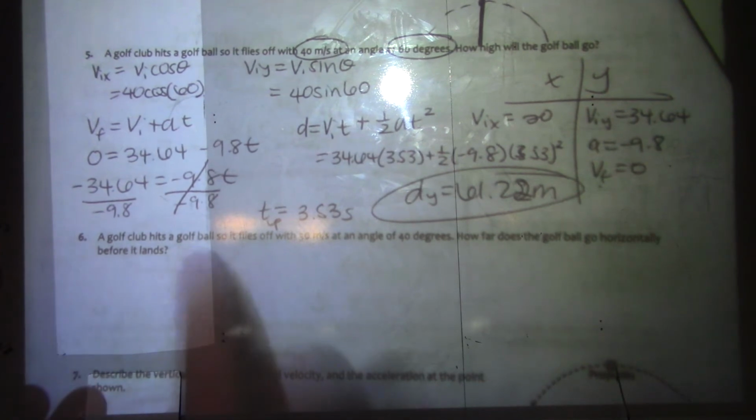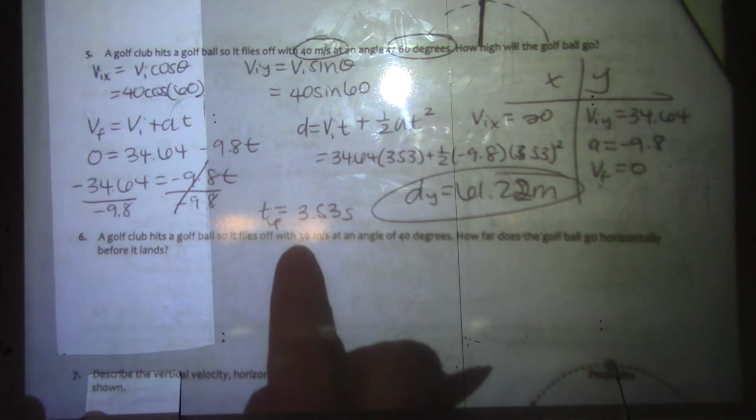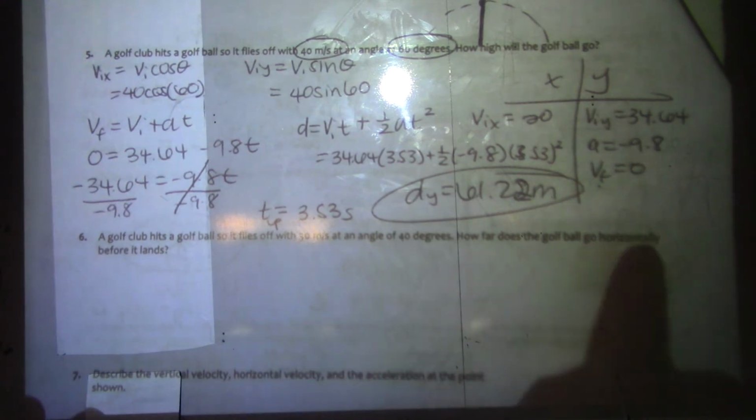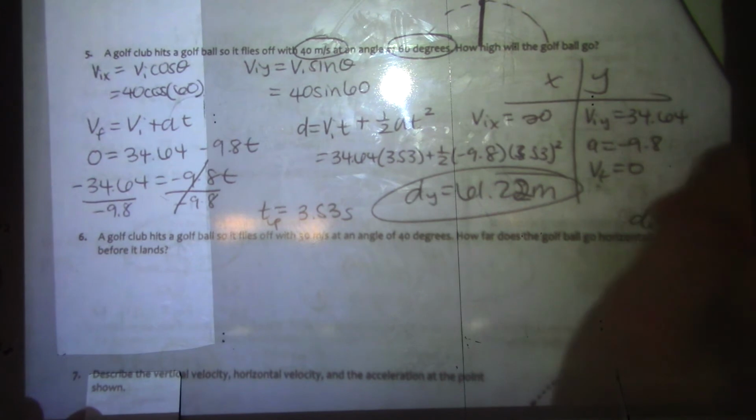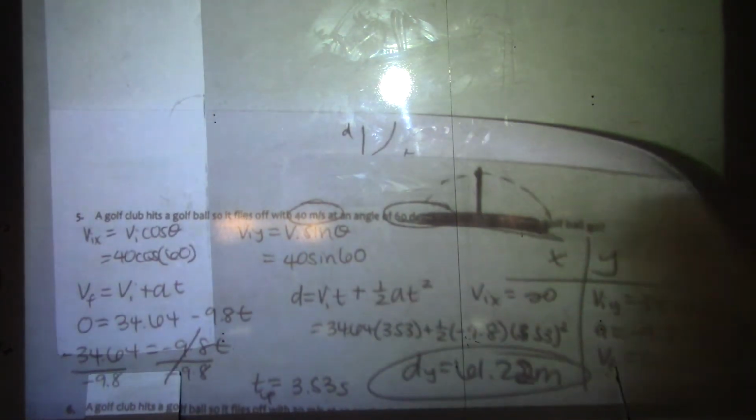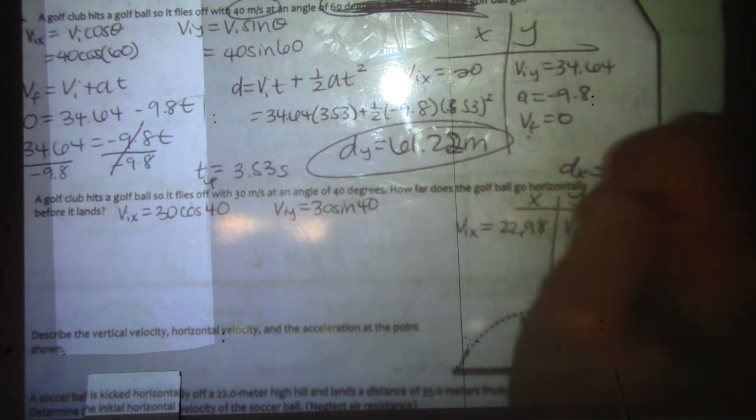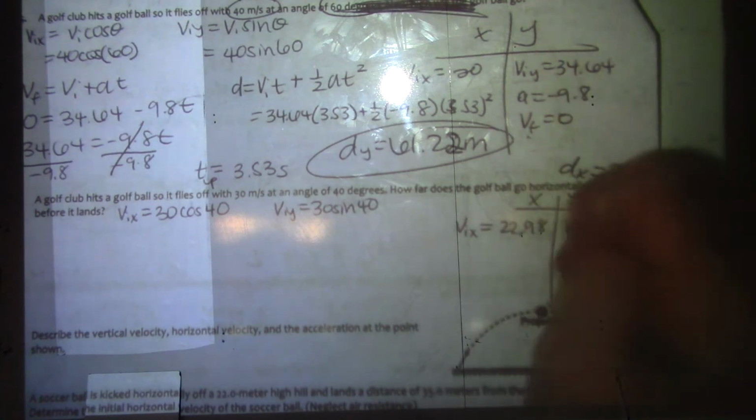Now number 6, we're still hitting a golf ball. Now we're hitting it 30 meters per second at 40 degrees, and we want to find how far it goes horizontally. So I'm looking for the x distance. So that's like this part. Still the same idea, right? Find your x and your y velocity. So VIX is going to be 30 cosine of 40. And VIY is going to be 30 sine of 40. So I get my x initial velocity is 22.98. My y initial velocity is 19.28, still have acceleration negative 9.8, and still using VF is 0.